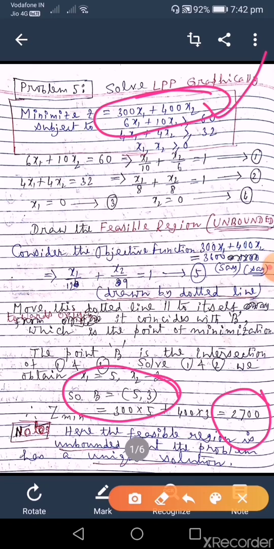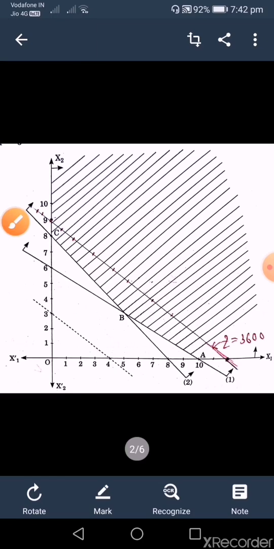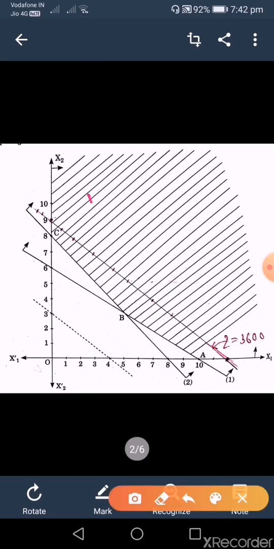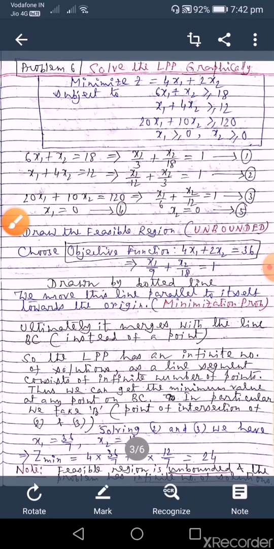The point is that here the feasible region is unbounded, and although the feasible region is unbounded, still we are getting only one solution, that is, the solution is unique, which is here x1 is equal to 5 and x2 is equal to 3. Let us come to the next problem.